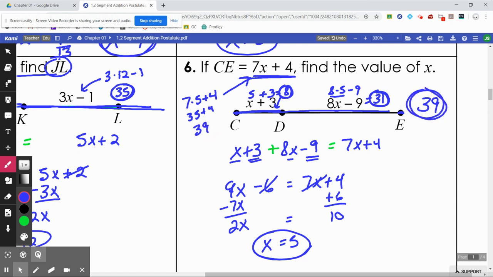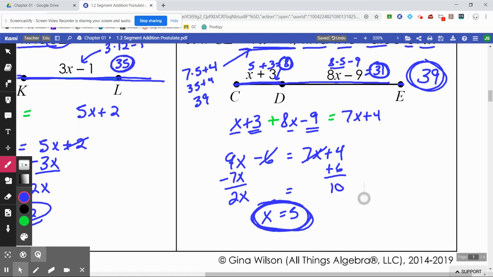So look at the directions. Find the value of x. So which one of these things is our answer? x is equal to 5, final answer.